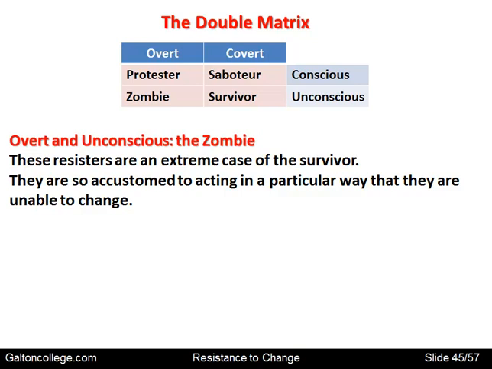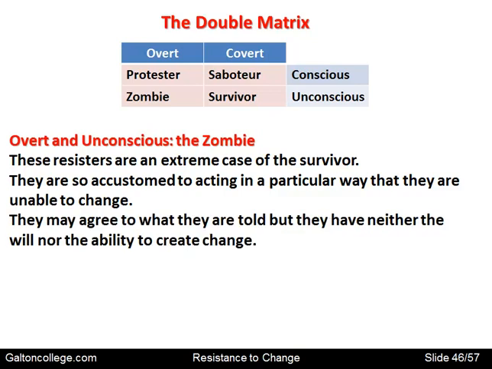They might be looking at things like their retirement, and they don't want to learn two new techniques at this stage in their lives. That might be an issue. But more than likely the case, they genuinely believe that what they're doing is the most efficient way. It's the way they've always done it. So why change? They may agree to what they are told, but they have neither the will nor the ability to create change.